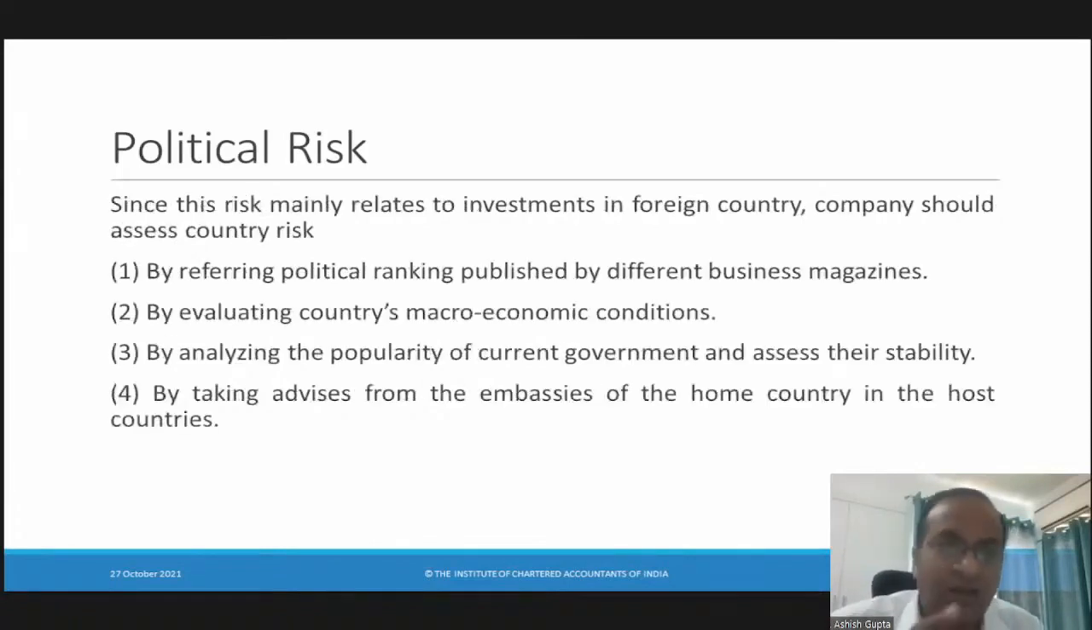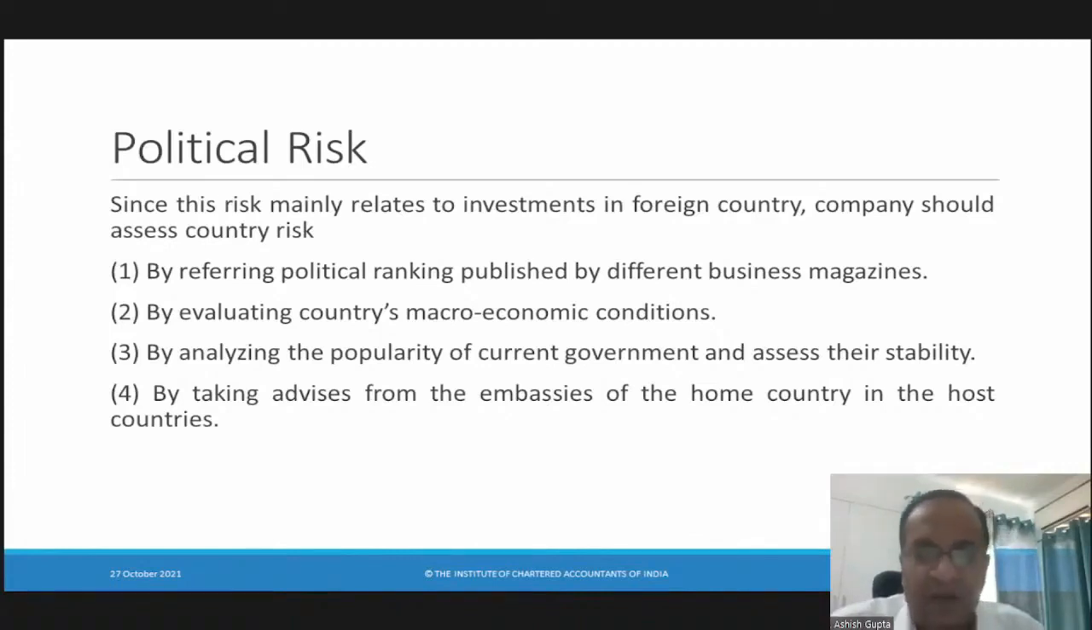Now I am coming to how the company can assess the risk by referring to the political rankings published by different business ranking agencies. Recently there are indexes like ease of doing business in the newspaper, so that type of ranking index you can refer to. There are also the Gini coefficient and the corruption index. These are benchmarks that can be followed by evaluating the country's macroeconomic conditions like growth rate and foreign exchange rate, and by analyzing the popularity of the current government and assessing its stability.